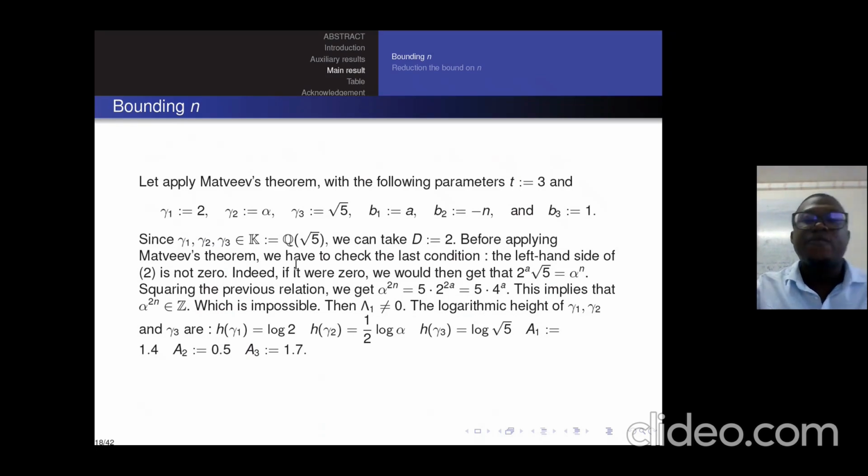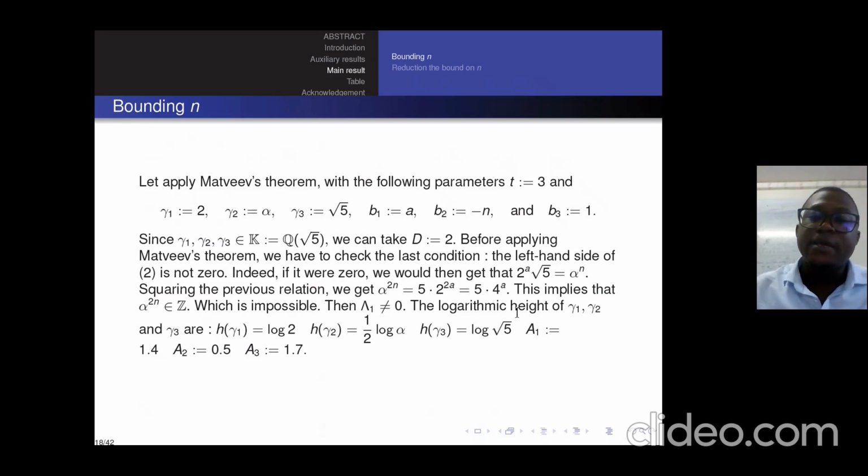And before applying Matveev's theorem, we have to check the last condition, which means that the left-hand side of equation 2 will not be equal to 0. We will do this by contradiction. First, if it were 0, we would then get 2 to the power a times the square root of 5 is equal to alpha to the power n. When we square the previous relation, we get this, and this implies that alpha to the power 2n belongs to Z, which is impossible. And then this implies that lambda 1 is not equal to 0.